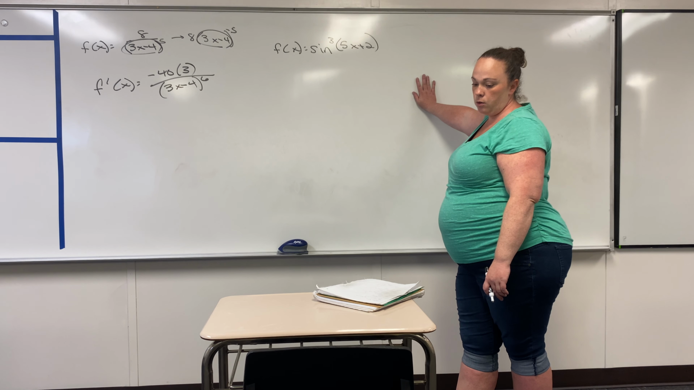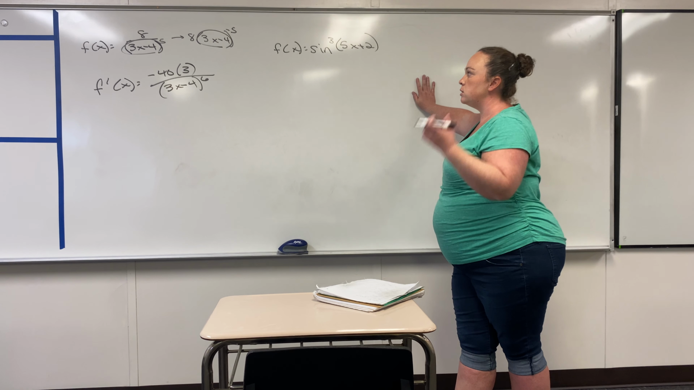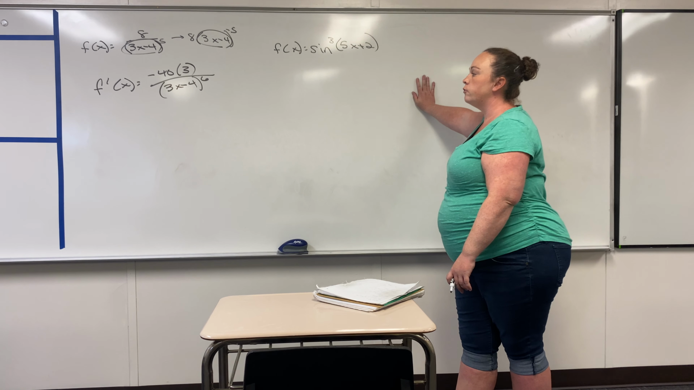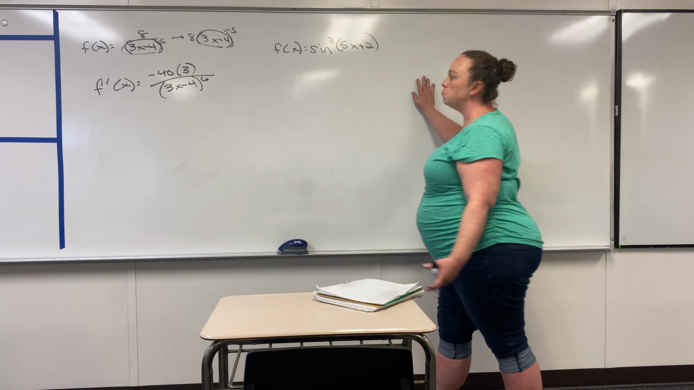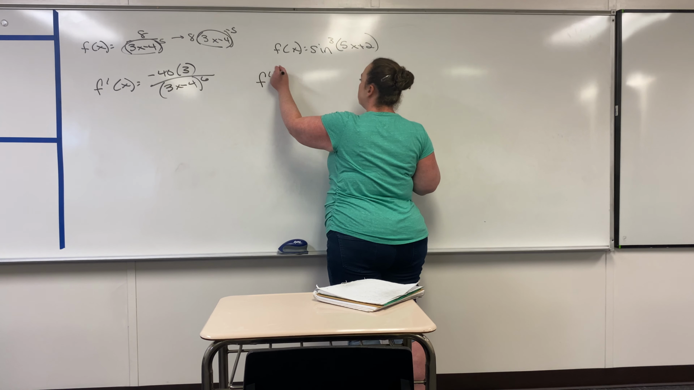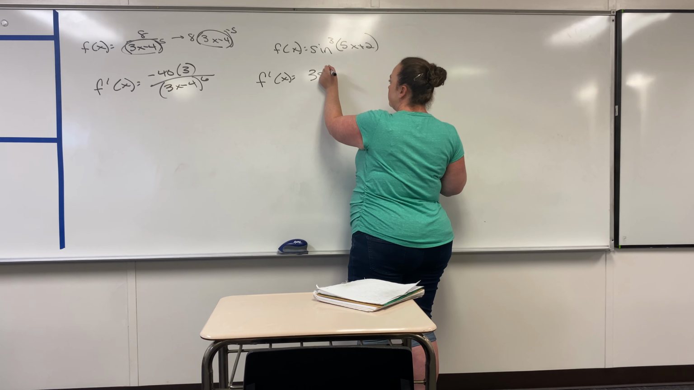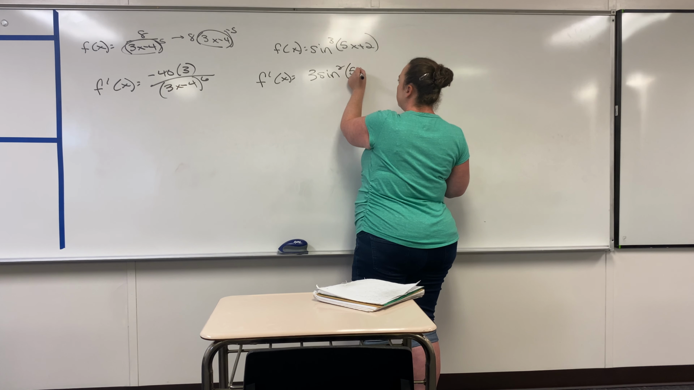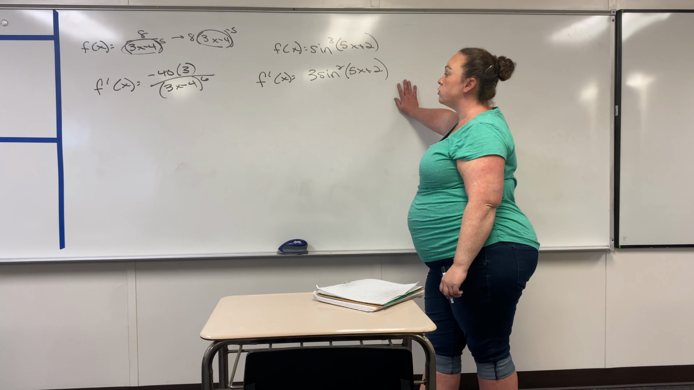Okay, so same thing. You need to look at it and figure out the biggest thing that's going on. The biggest thing here is the cubing part. So you say, okay, I have to take the derivative of the thing that is being cubed. The derivative of thing being cubed is 3 times thing squared. Okay, so now you've dealt with this.